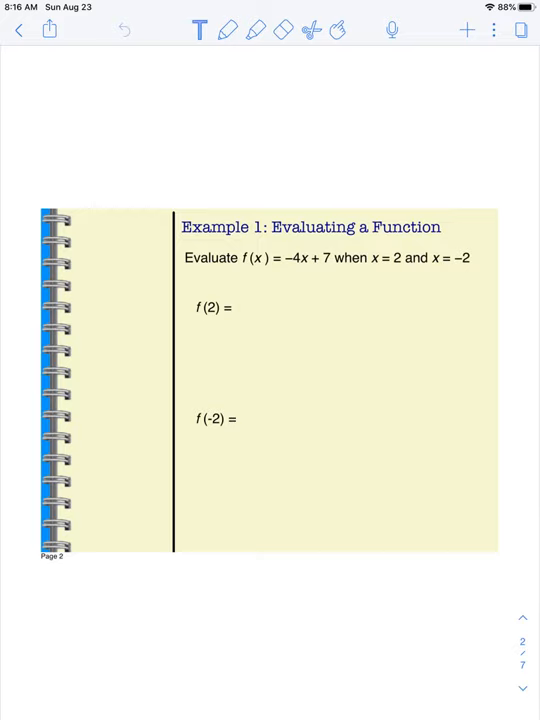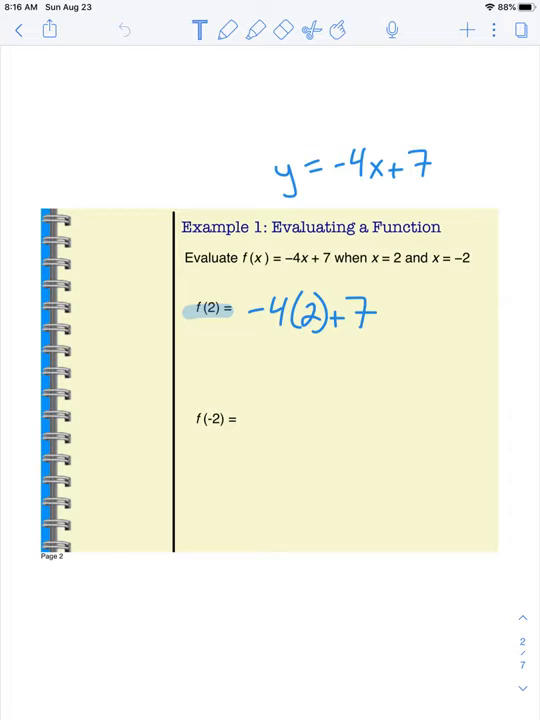Notice f of x equals negative 4x plus 7 kind of looks like how we've read y equals negative 4x plus 7. So f of x replaces the y value. And in the first part, we're looking at the function of 2. Notice 2 replaced the x. So now we're going to replace the x with 2 in the function. So we have negative 4 times 2 plus 7. We're going to solve that.